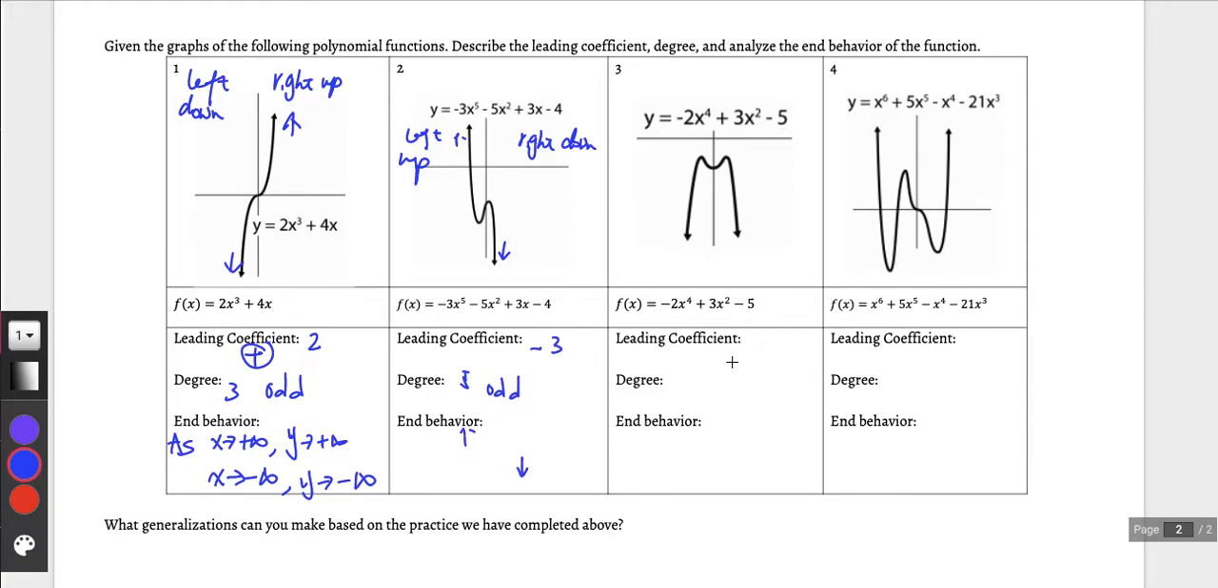So for the third graph, as you can see, the highest degree is 4. So this time it is even.